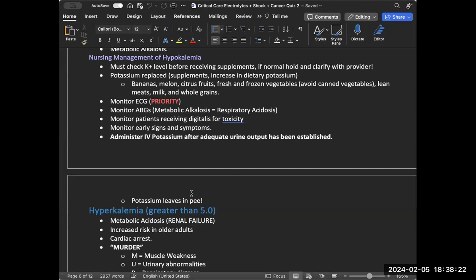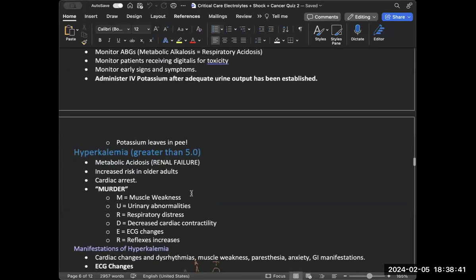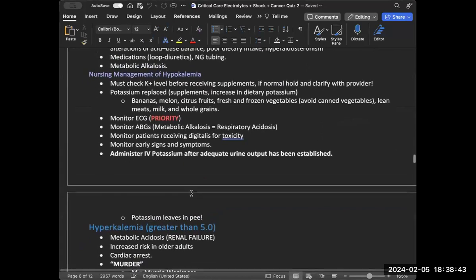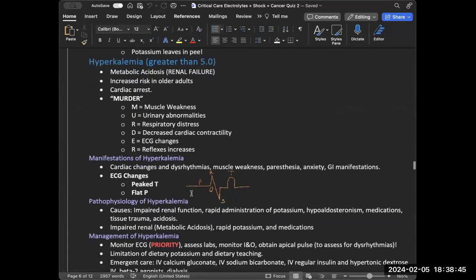Like muscle weakness, things like that. We also want to watch for patients who are taking digoxin, because digoxin toxicity increases when you have electrolyte imbalances like hypokalemia. So that's something else that we have to be really careful for. But the priority here for hypokalemia is those EKG changes.